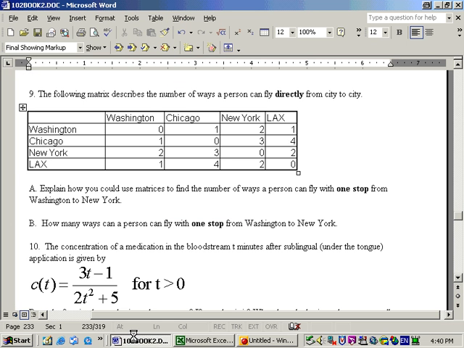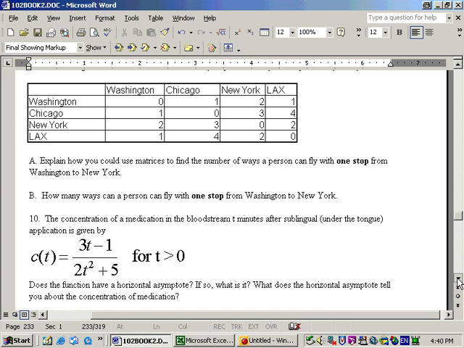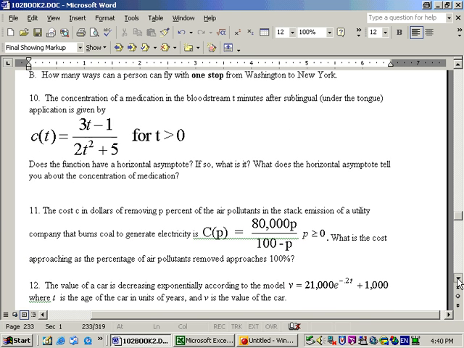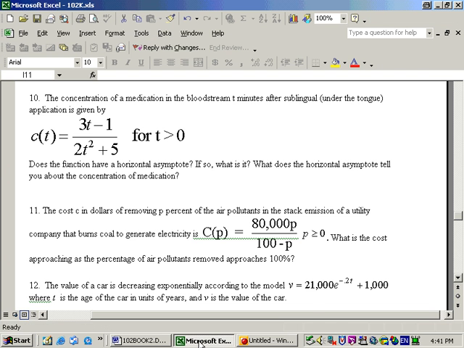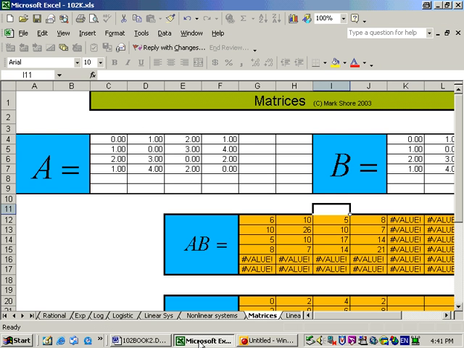On the next problem, we have a rational function because there's a variable in the denominator, and it wants to know what does the horizontal asymptote mean. Well, let's see if it has one. So we go to the rational function page. And again, it is a rational function because there's a variable in the denominator.